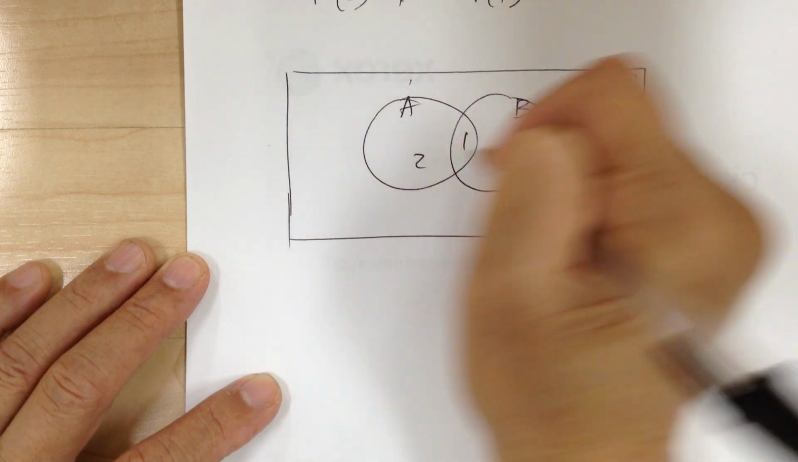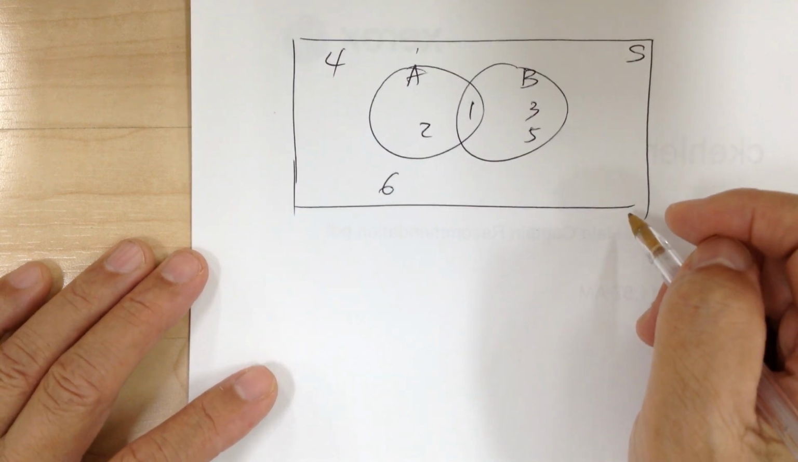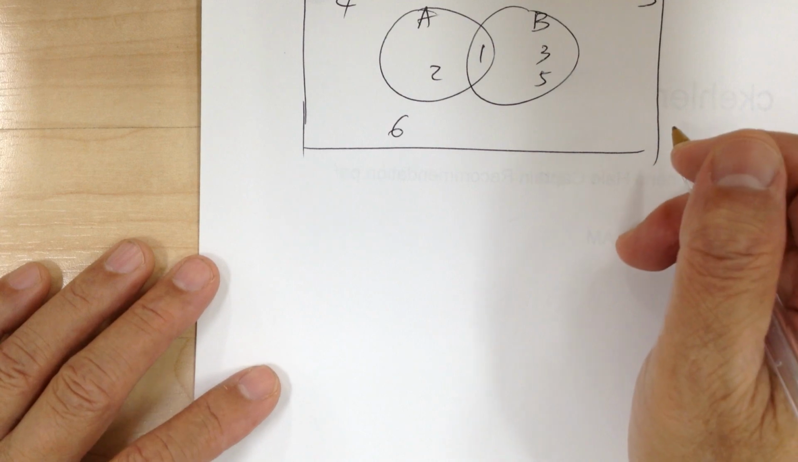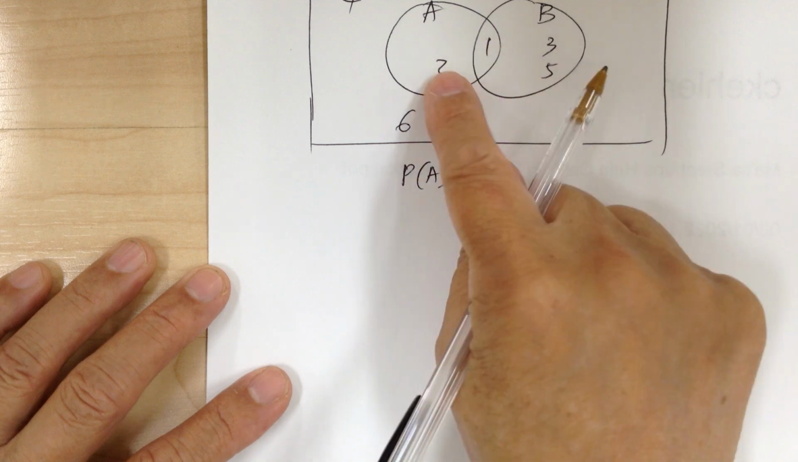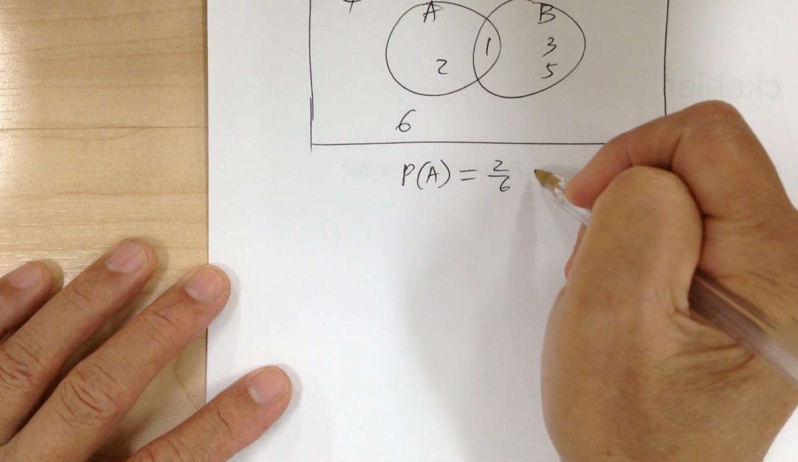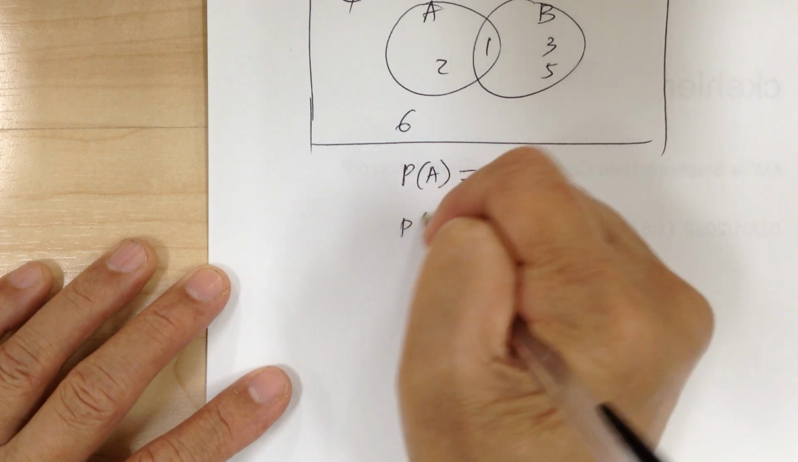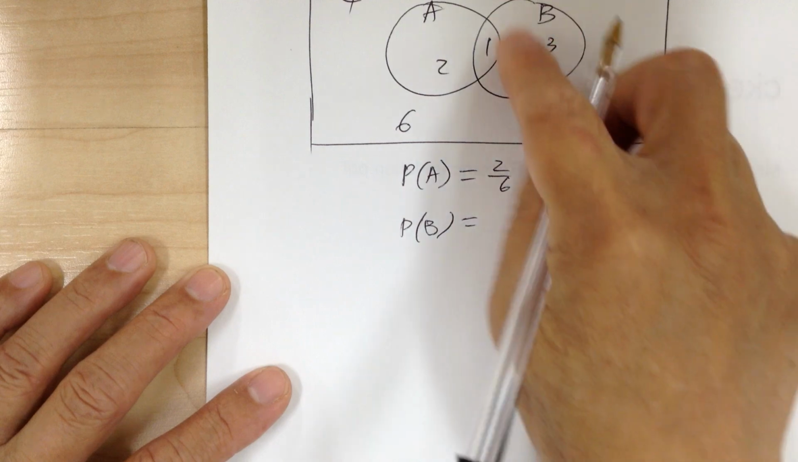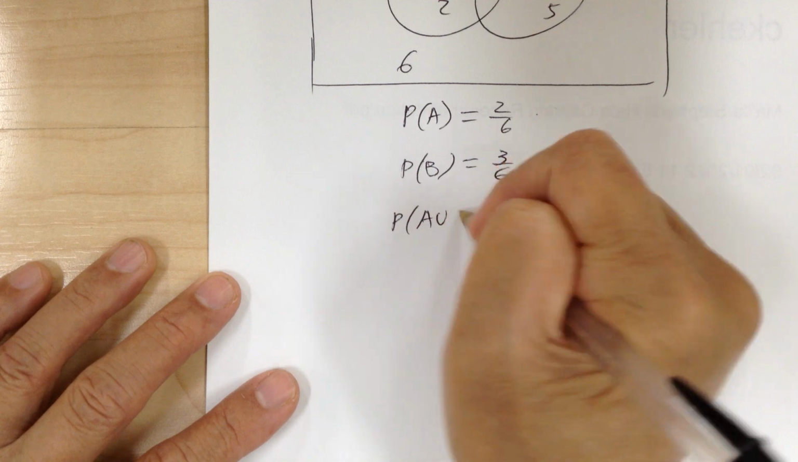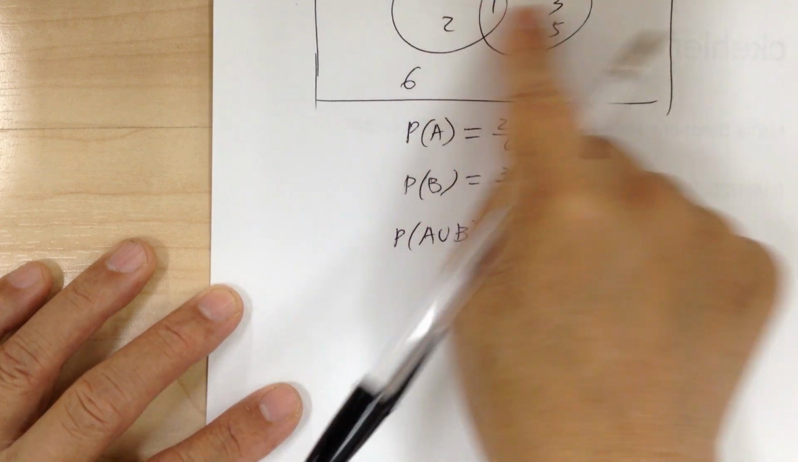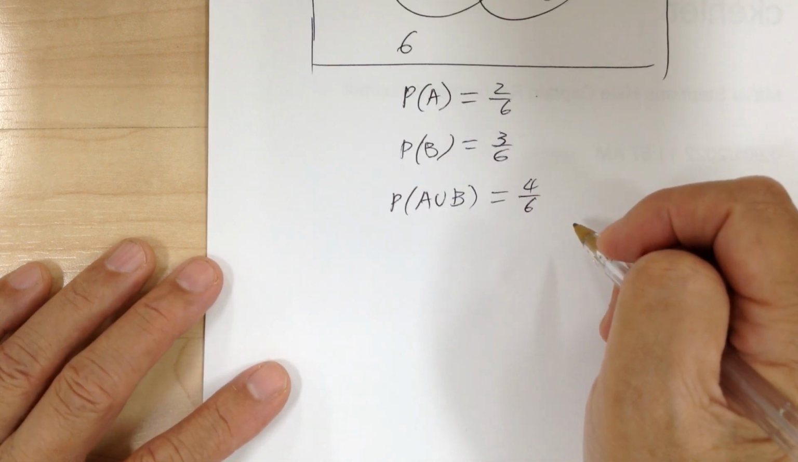And you got 1, 2, 3, 5, 4, and 6. Okay, so over here, you can see that the probability of A is equal to 2 out of 6 numbers. And so probability of A equals 2 out of 6. Probability of B equals 1, 2, 3, so it'd be 3 out of 6. And probability of A union B, there are 4 numbers, 1, 2, 3, 4, so it'd be 4 out of 6.